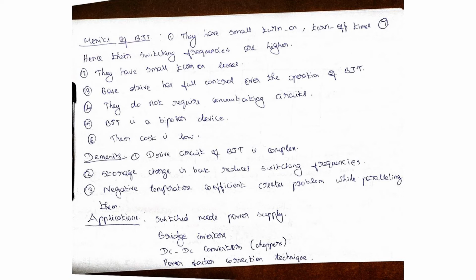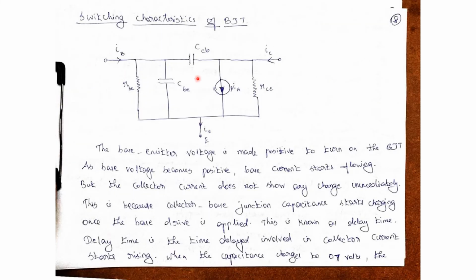Now we'll see the switching characteristics of the BJT. Here the connections are made as shown in the figure. IB means base current, IC is collector current, IE is emitter current. RBE means base emitter resistance, RCE means collector emitter resistance. Two capacitances are there, CBE and CCB.